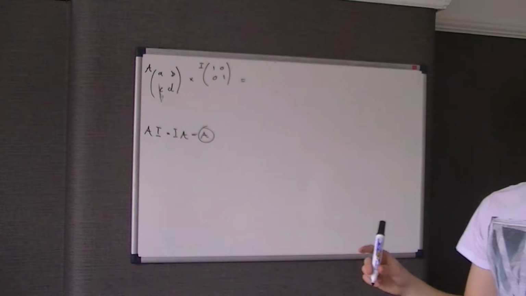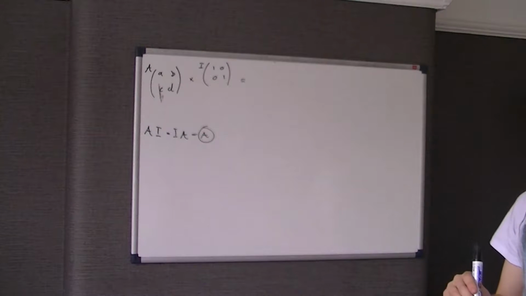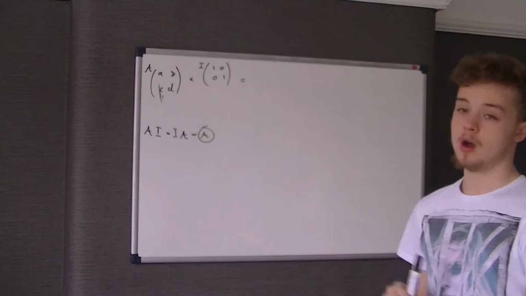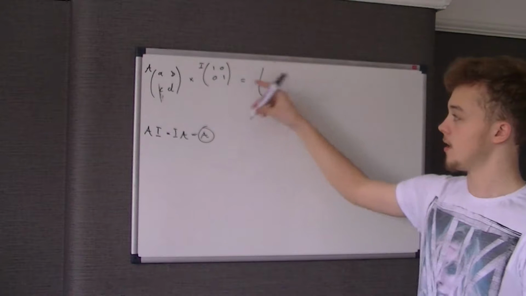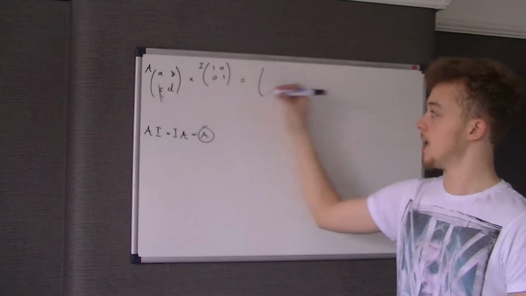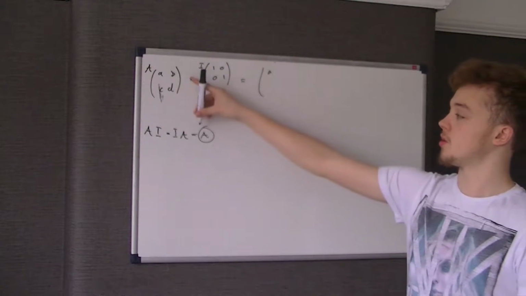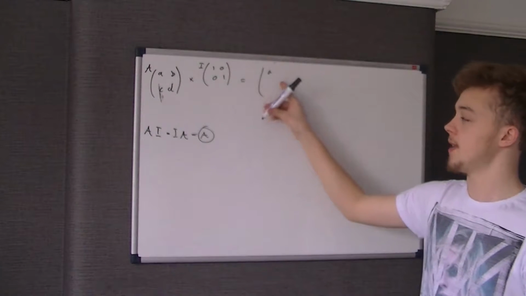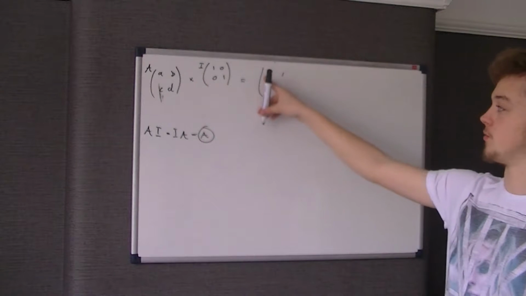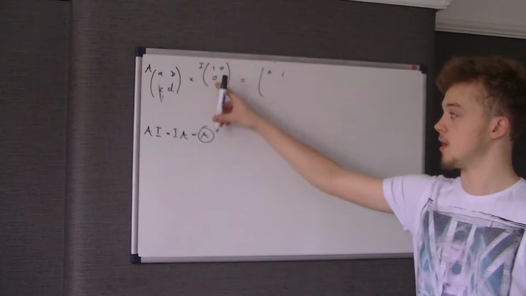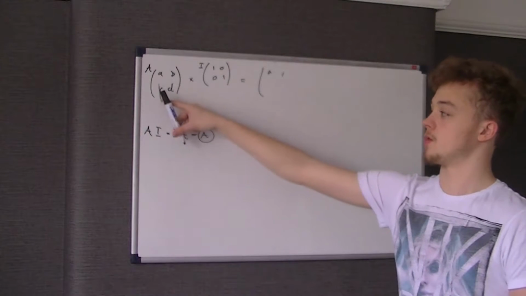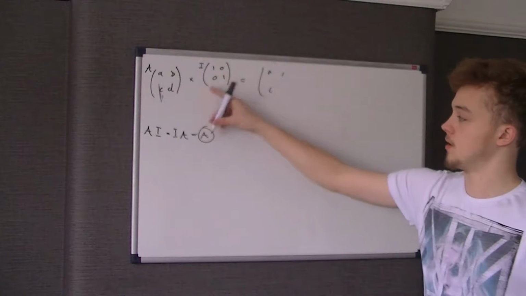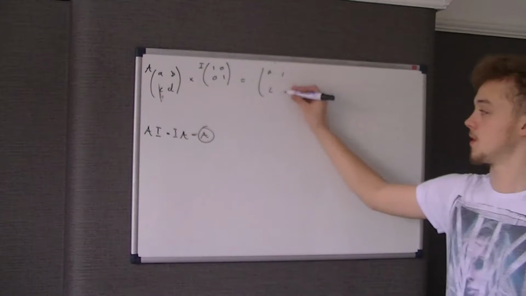So remember, the first column of the identity matrix times the first row of the matrix A. So it's 1 times A, so top left is A, plus 0 times B, which is just 0. So it's A plus 0, which is A. That's your top left. That's column 1 times row 1, column 1 times row 2. So 1, 0 times C, D. So 1 times C, which is C, and 0 times D, which is 0. So it's just the same.